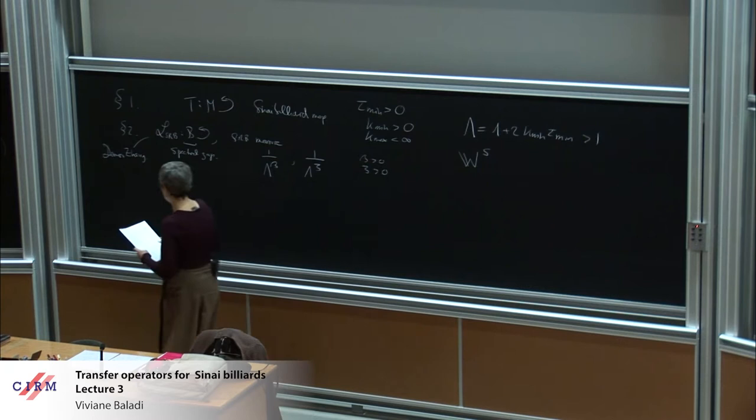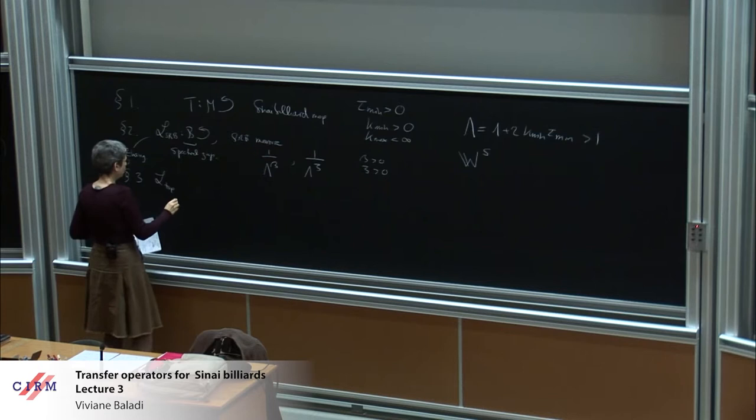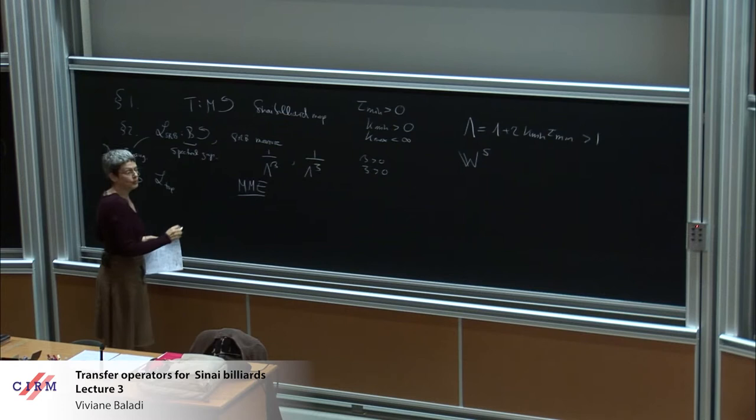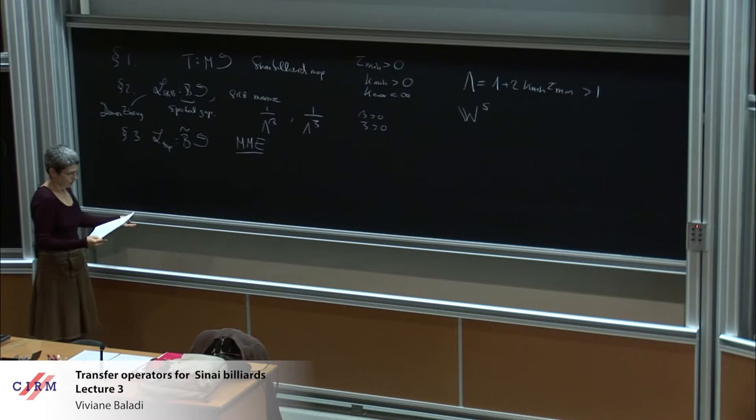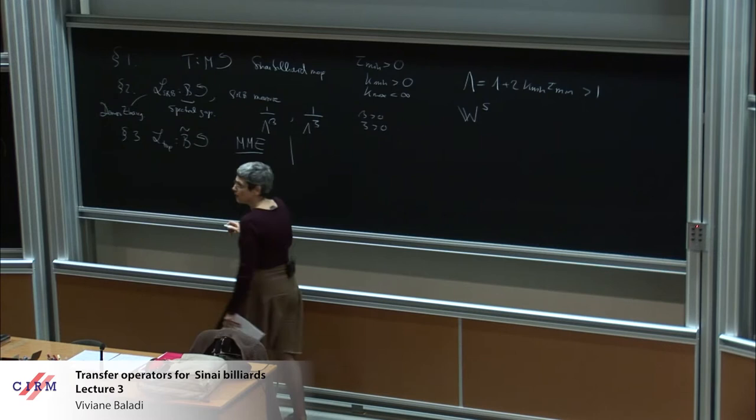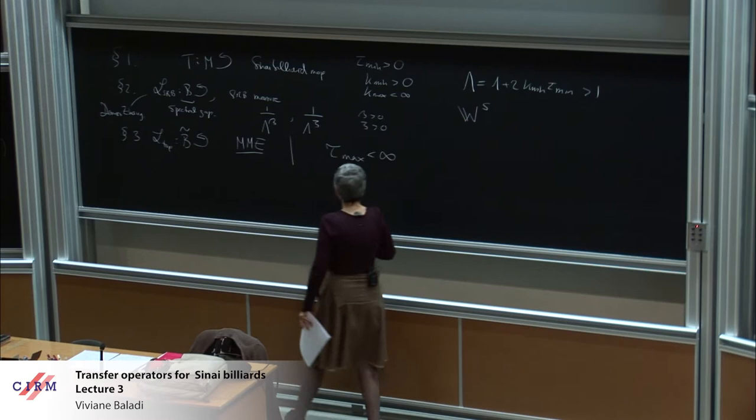Okay? And then finally, we move to the main topic of this course, which is to construct a measure of maximal entropy for the billiard map. And for this, we're going to introduce a new Banach space of distributions. And I also added an assumption. So the first assumption I added was that we have finite horizon, in a sense slightly stronger than requiring tau max to be finite.